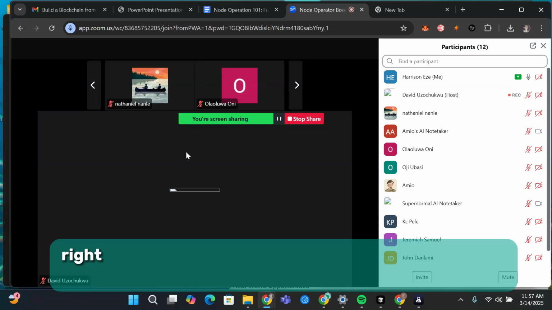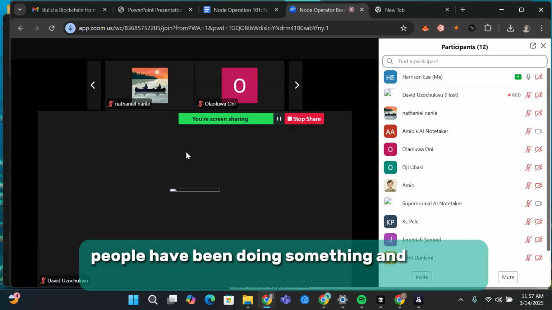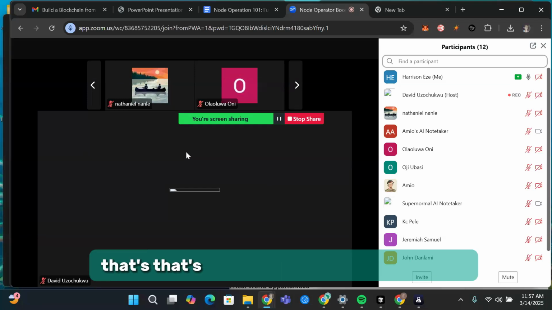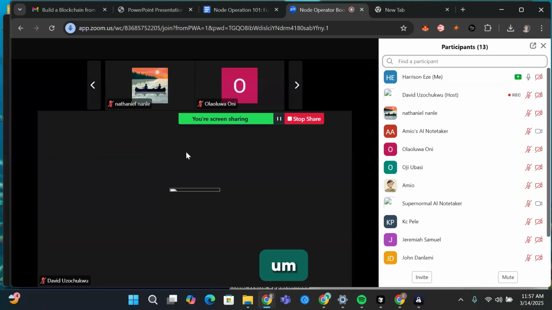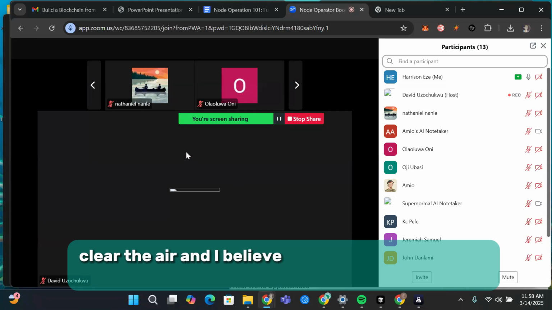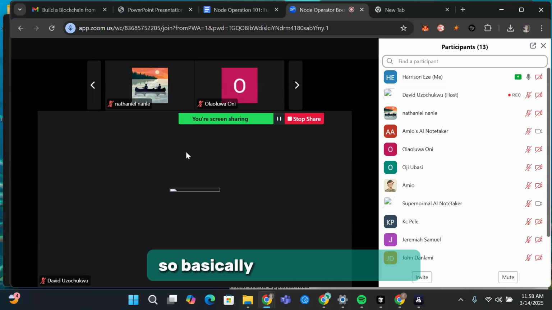Right now it's becoming a serious problem, because people have been doing this and it's now causing more problems. Everybody is now aware, so it becomes a problem. That's why people are now saying Web3 promises this and that, and that it's able to solve all of this. So basically, that's just it. It's just a run-through to clear the air.